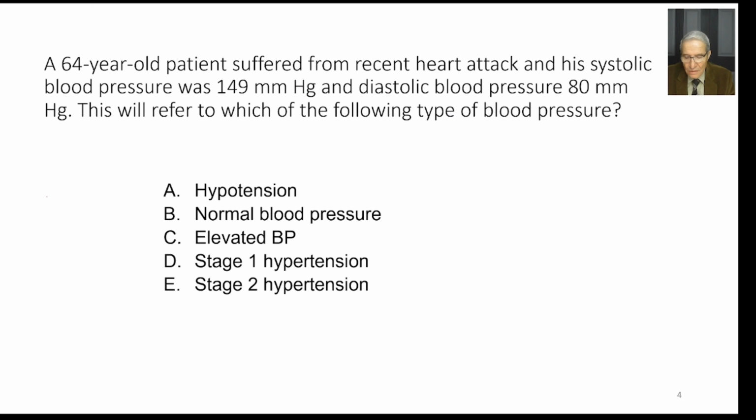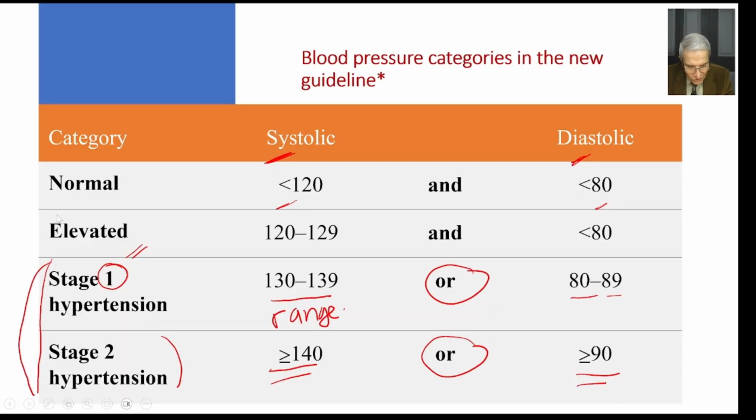Now we have a case study for a patient, a 64-year-old patient suffering from a recent heart attack, systolic blood pressure 149 and diastolic blood pressure 80. This will refer to which of the following types of blood pressure? What do you think? Which stage? Is it hypotension? Is it normal blood pressure, or is it elevated, stage 1 or stage 2? So if you look at diastolic only, diastolic 80, okay, I will go to the slide again. For 80, he is in between stage 1 and elevated.